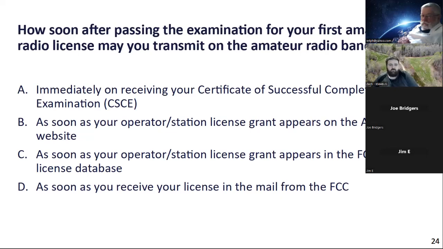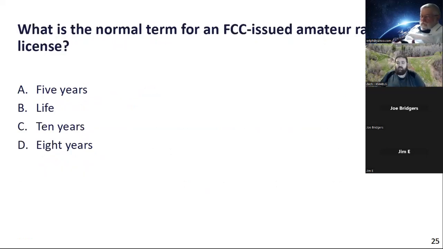Anyone? C. Yep, that is correct. So basically, as soon as your operator station license grant appears in the FCC license database. Once again, when it comes to matters of licensing, that database is the big ticket to knowing whether or not it's the official record, you could say.